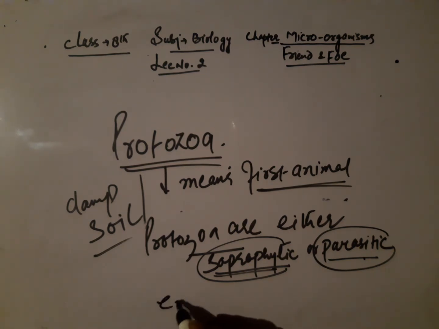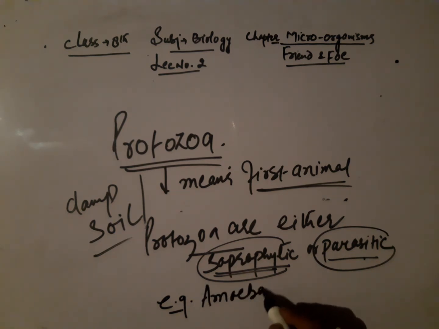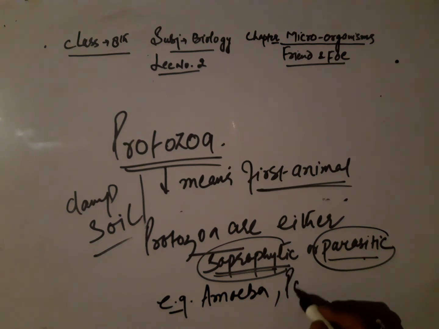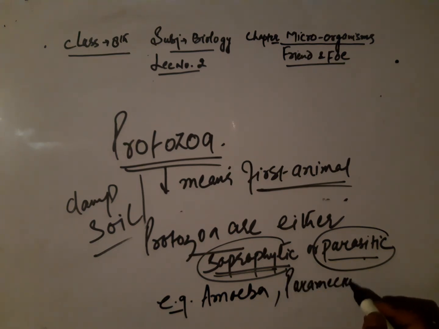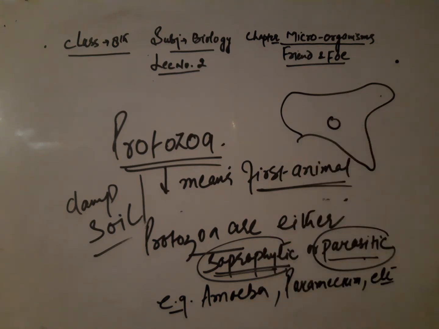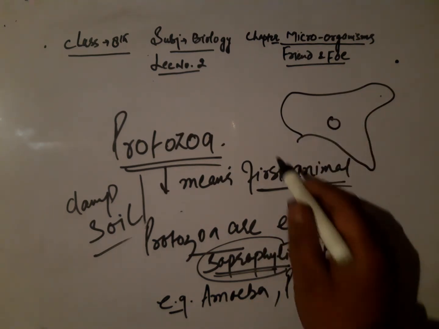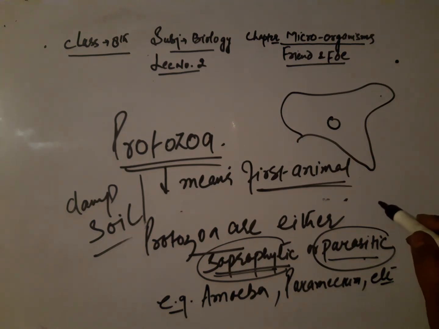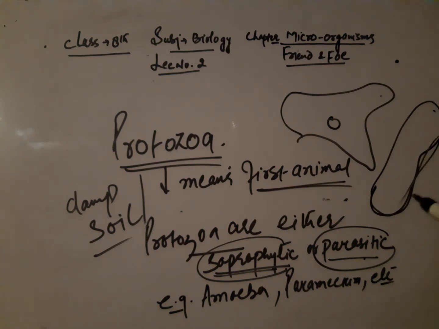As far as the examples of protozoa are concerned, that is amoeba, paramecium, etc. So we know the diagram of amoeba. It's like this, this is the diagram of amoeba, and as far as the paramecium is concerned, you can draw the diagram of paramecium also, like this. This is a paramecium. So these were the major groups of microorganisms.